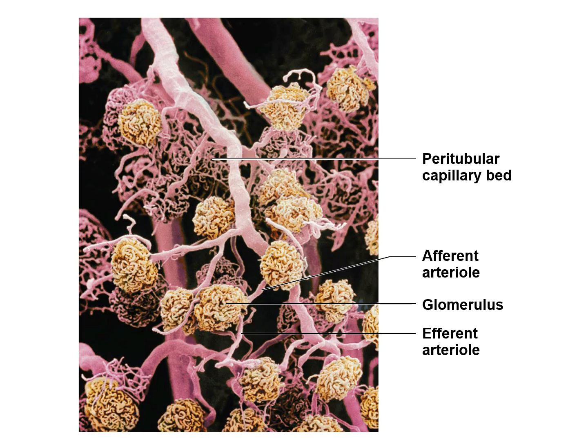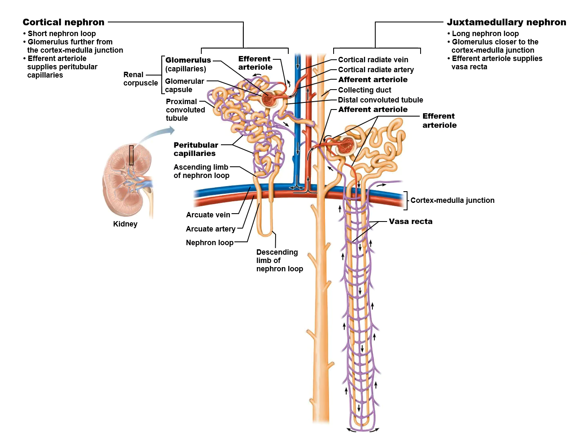So taking a look at some of these vessels in electron microscope, so you see what a peritubular capillary bed looks like, and the efferent and afferent arterioles that are feeding and draining them. There's that picture again, so you can start pointing out all of those.